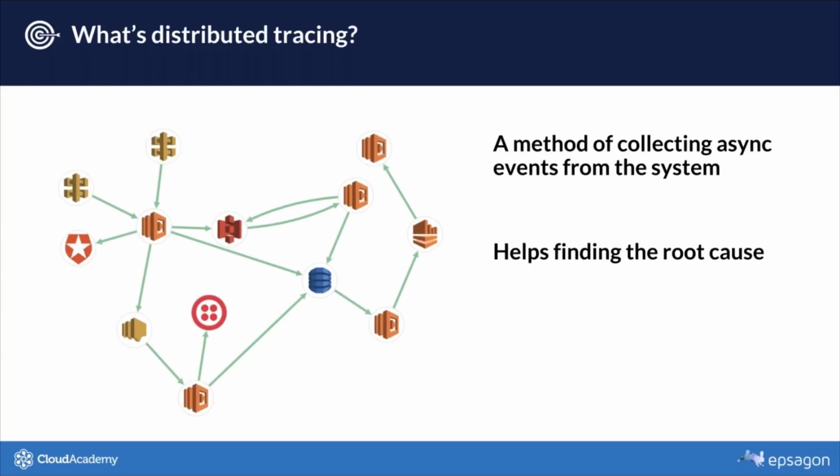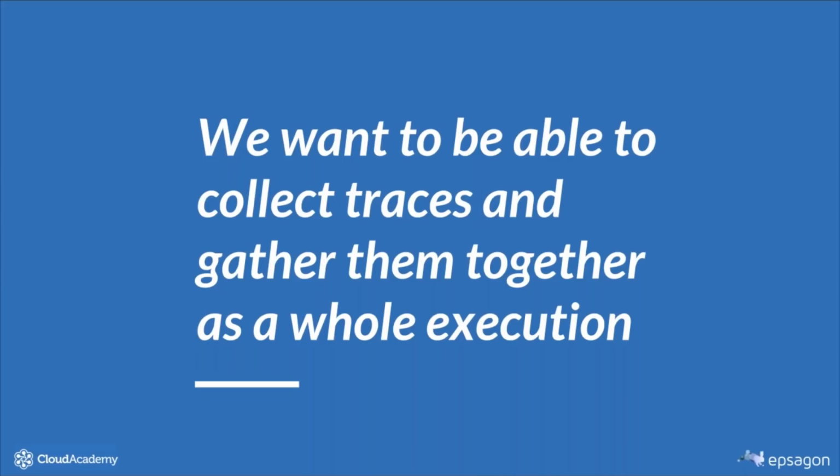Maybe the simple way to describe it is the ability to take asynchronous events within the same execution and collect them together. Yeah, and correlate them. So in general, what we want from distributed tracing is to collect these traces, hopefully automatically, and then gather them as a whole execution, a full story from the beginning all the way to the real end, and not just a single service end.